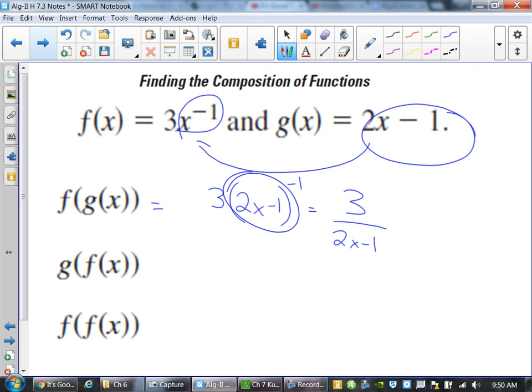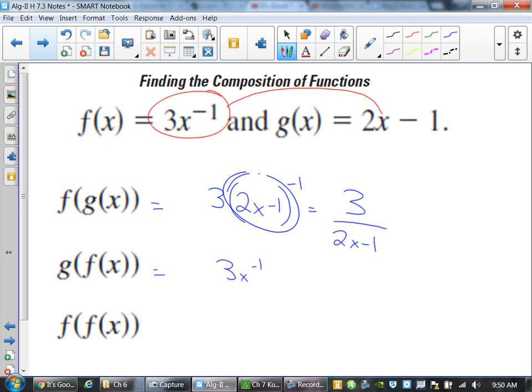You do the same thing with the next one. The next equation says start with the f of x equation and then surround it with the g of x equation. Well, surrounding this would be taking this value now, and substituting it in here for x. So then I get times 2 minus 1.